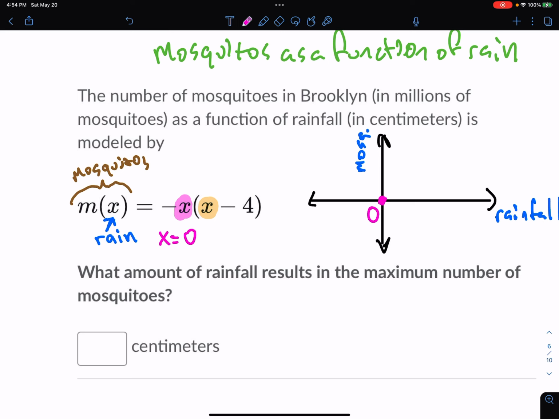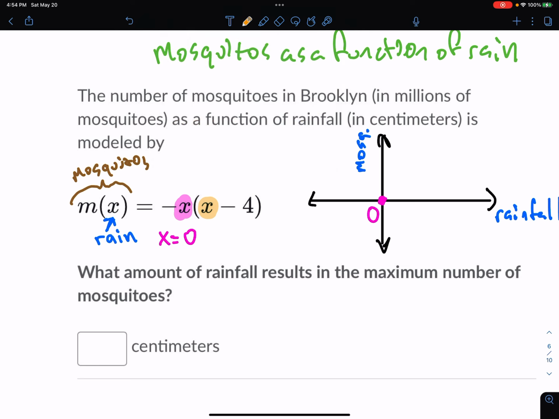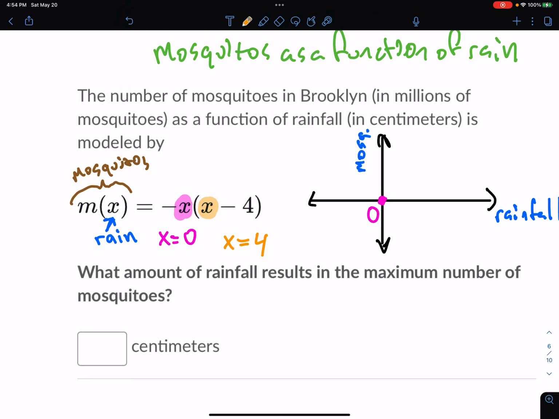Now, how about this one that's highlighted in orange? x minus 4. I'm trying to think, what is going to give me a 0 in there? What could I make x? Some number minus 4 that equals 0. And that's basically just the opposite of negative 4. It's positive 4. 4 minus 4 is 0. Okay, so that's going to make y 0, because anything times 0 is 0, our zero product property. I'm going to need my orange marker. I'm going to say 4 is maybe like somewhere over here.